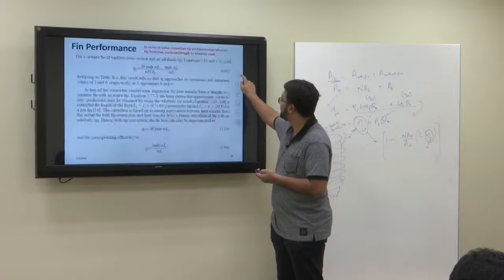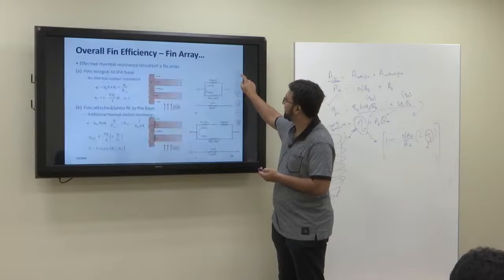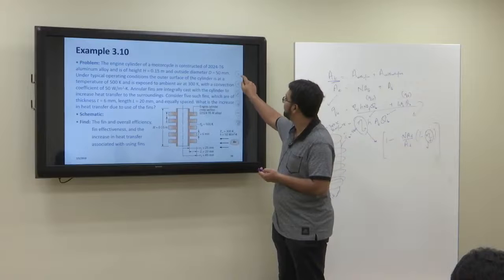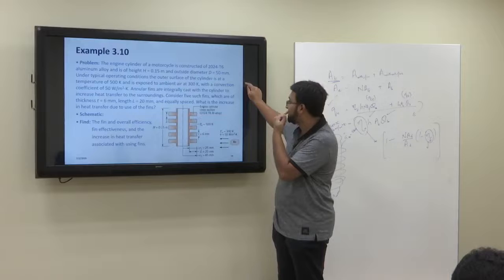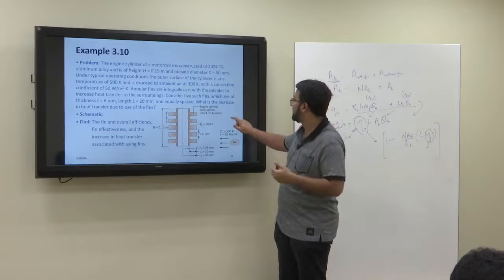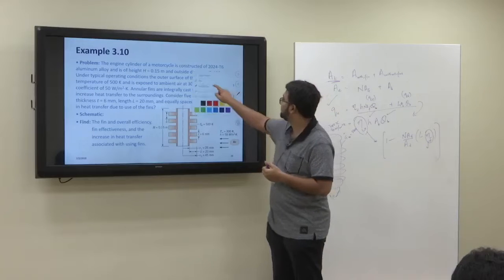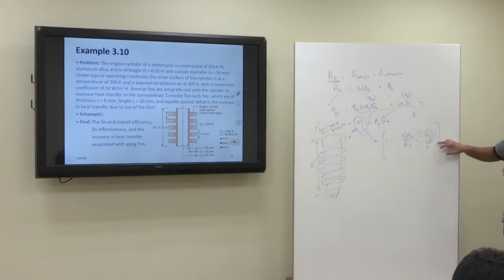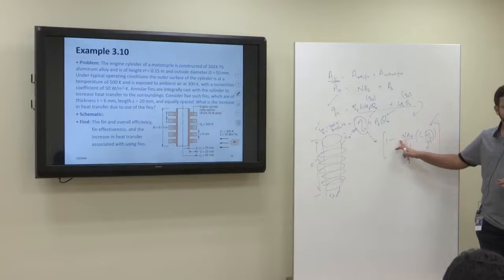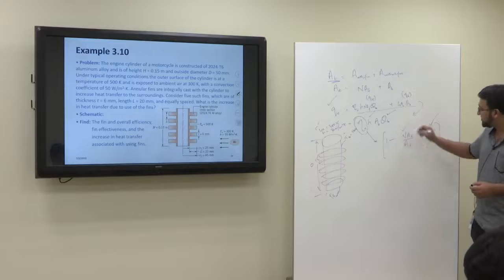So let's go back. When we found the efficiency, what is the next step? Now you find out the efficiency of the single fin. That's what you have found out, so this thing is now known. What is the total number of fins? Five. Five fins, right? So this thing is also known.